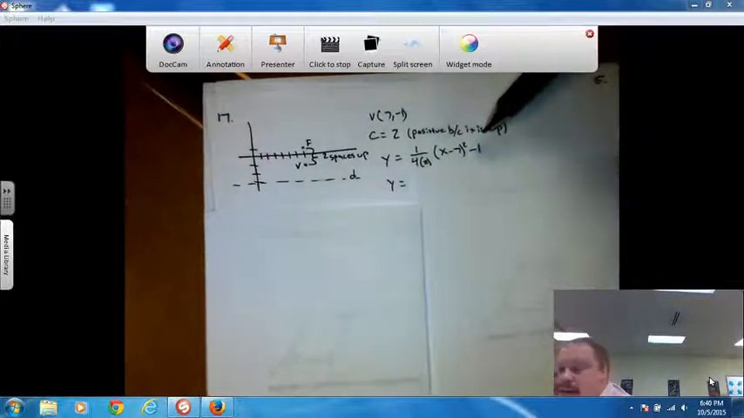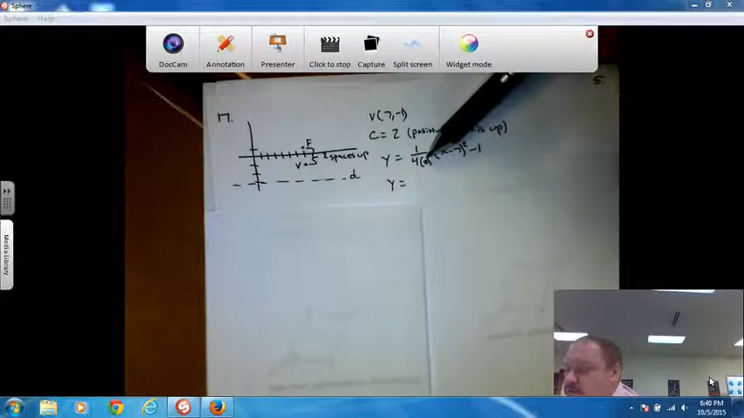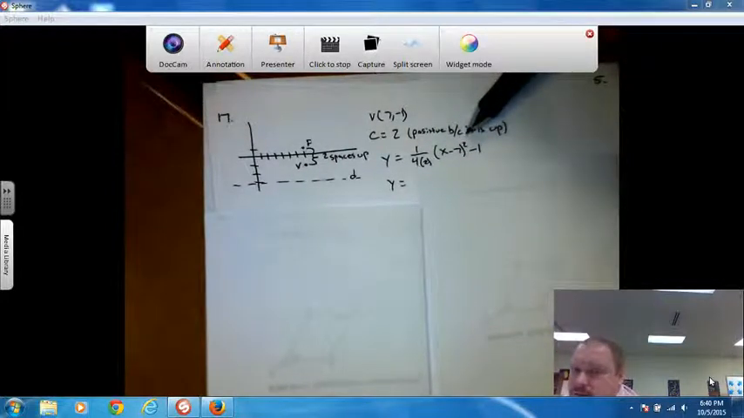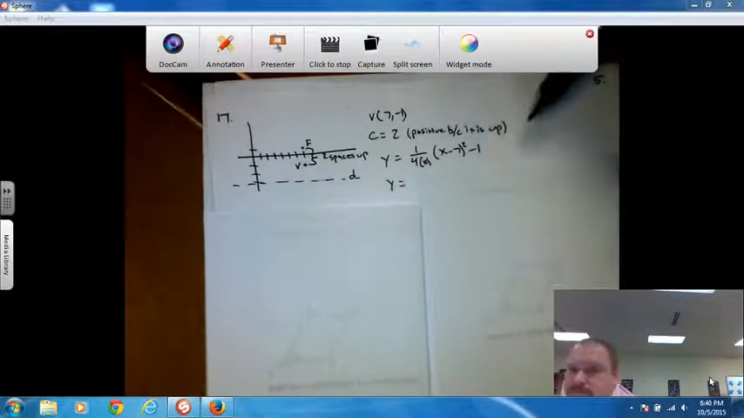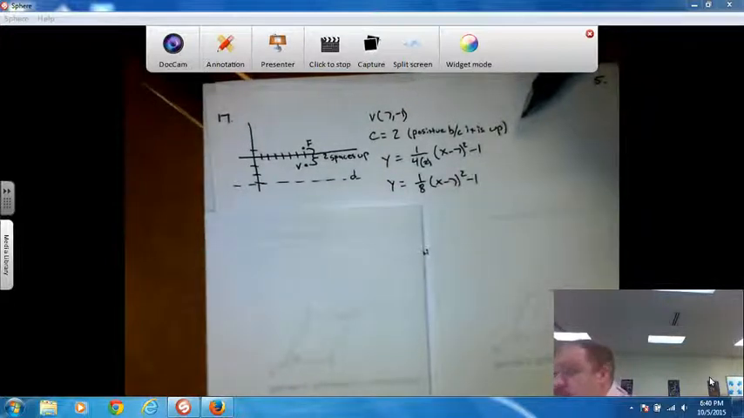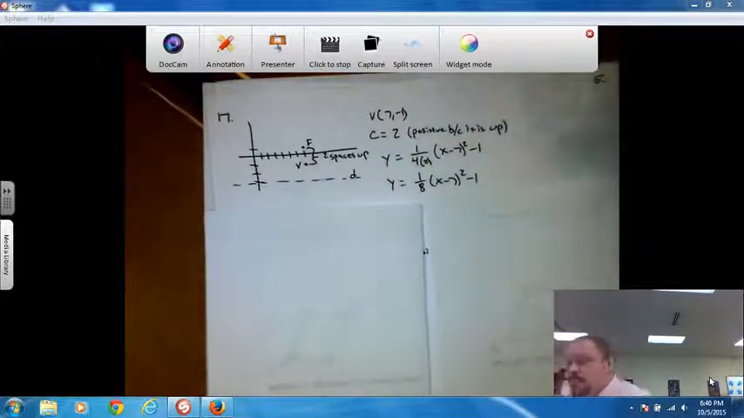So when I plug it into the vertex form, I get 1 over 4 times 2, then times x minus 7 squared. Remember, opposite sign. Then minus 1. So when I clean that up, I get 1 over 8 parentheses x minus 7 squared minus 1. Okay, that's number 17.